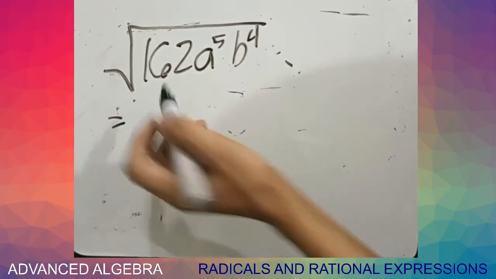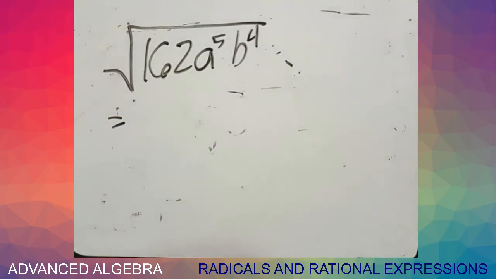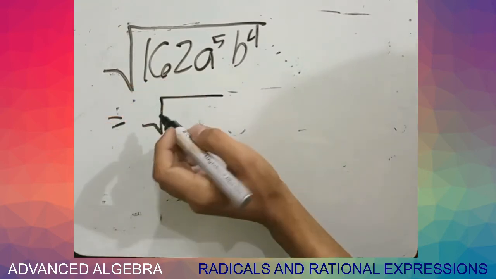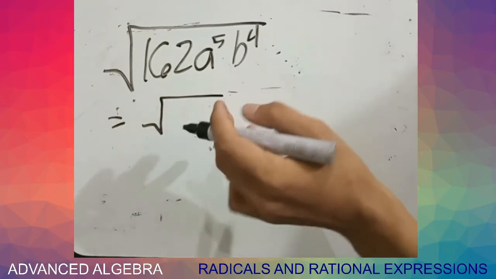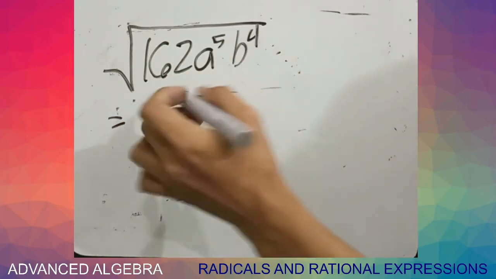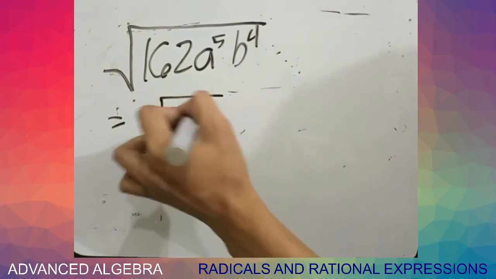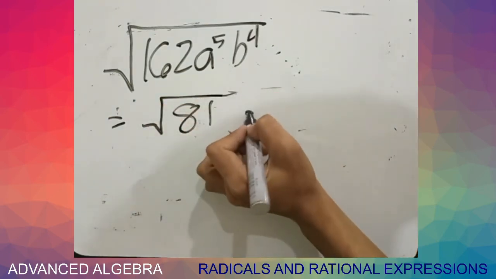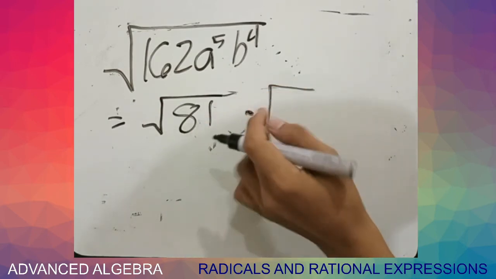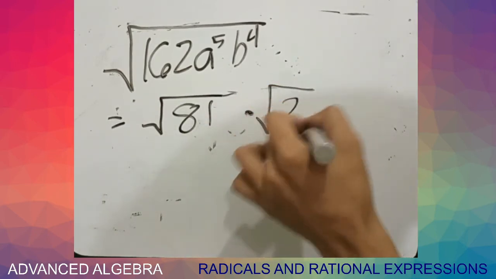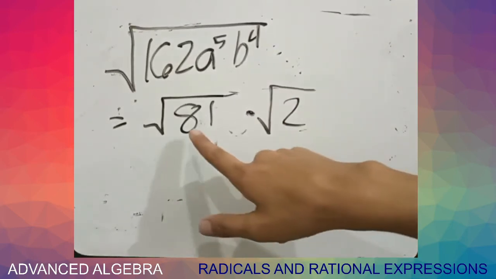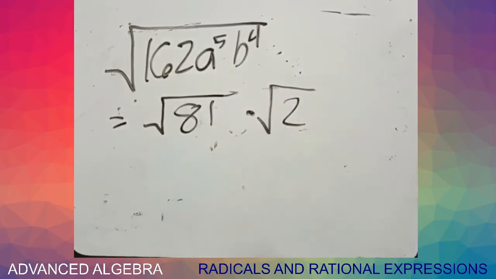So, i-apply natin yung product rule of exponent. Product rule for simplifying square root. So, 81, yung isa, times the square root of 2. Okay? Kasi di ba, si 81 times 2 is 162. Tama? Okay, tama yan.